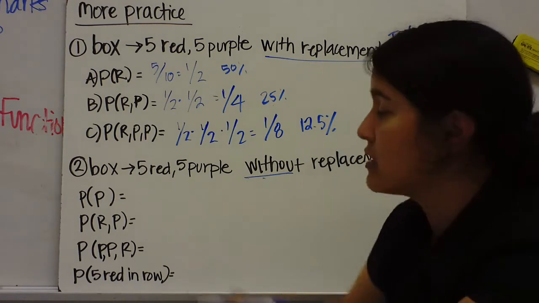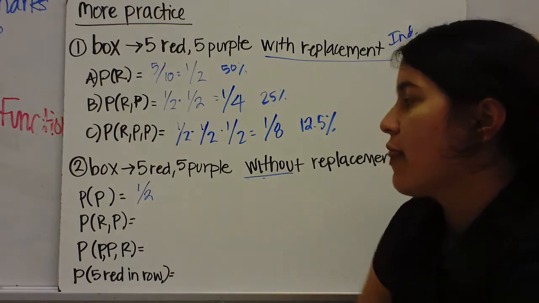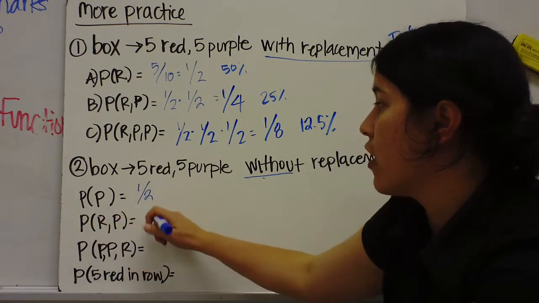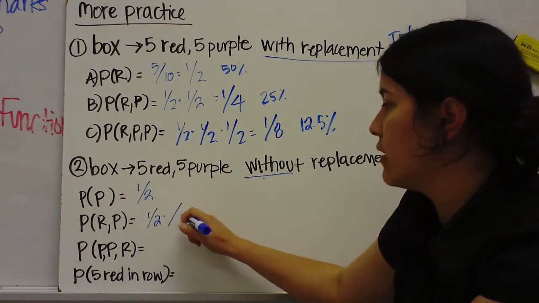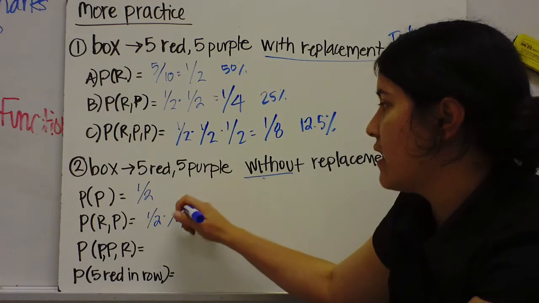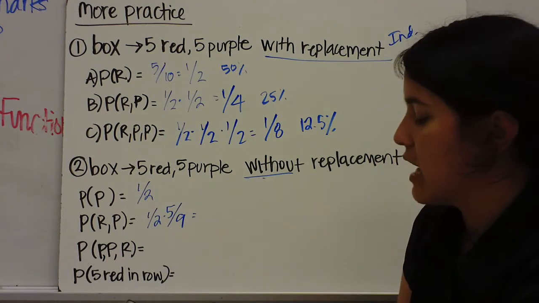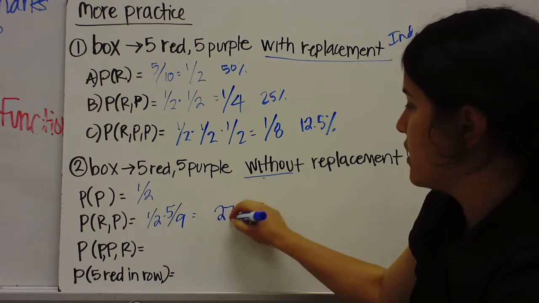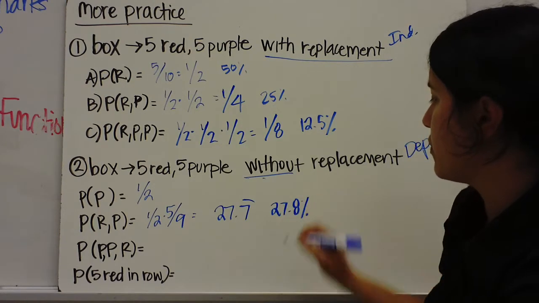Dependent events. The probability of choosing a purple is 1/2. The probability of getting a red and then a purple. So half of them are red, but instead of 10, I only have 9, and then I still have 5 purple. So you would do a half times 5/9, which is going to be 27.7 repeating, so 27.8%.